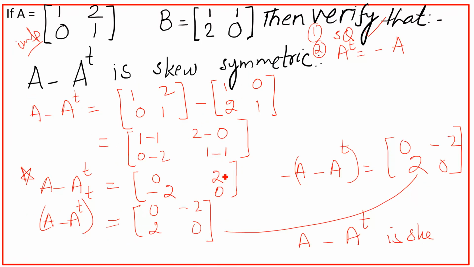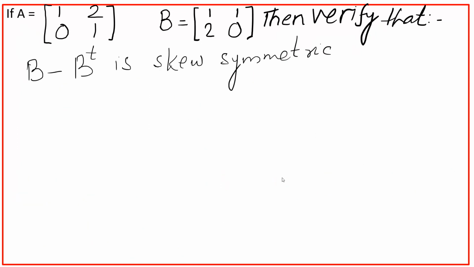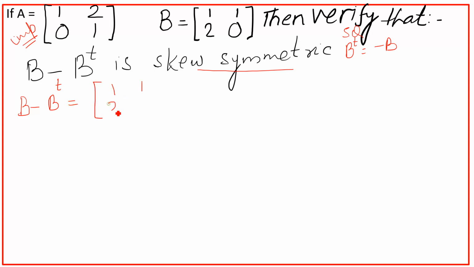Right? Last question. B minus B transpose is skew symmetric. Again, we have to prove. The question is not that you have to subtract B minus B transpose. No, you have to prove whether it's skew symmetric or not. First of all, we will see whether it is a square matrix, and B transpose should be negative of B. This is also very important. You have to practice. So B minus B transpose equal to, what is B? 1, 1, 2, 0 from here.